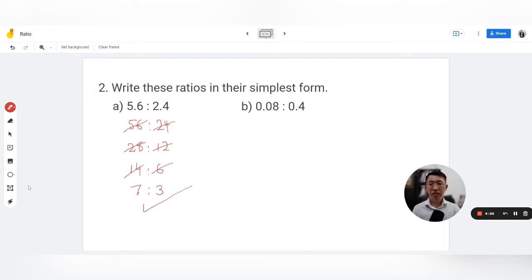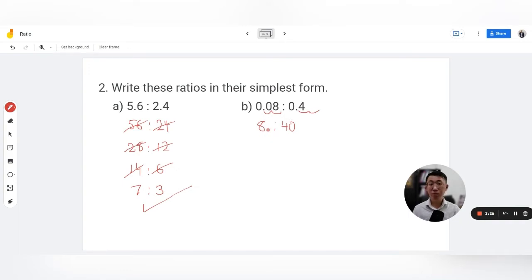Now see that the first one, 0.08, has 2 decimal places and this one has 1 decimal place. So what you do, you times 100 on both sides. Transform the question to become 8, and 0.4 times 100 will become 40. Move the decimal place two places. Now the question has changed to 8 ratio to 40.